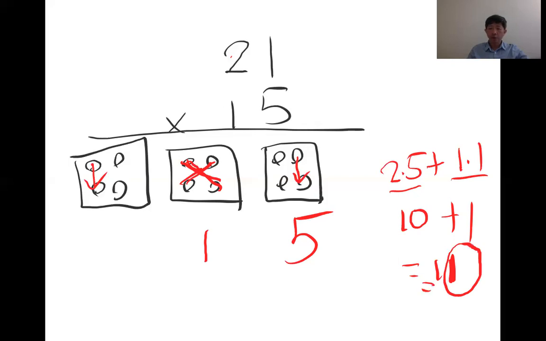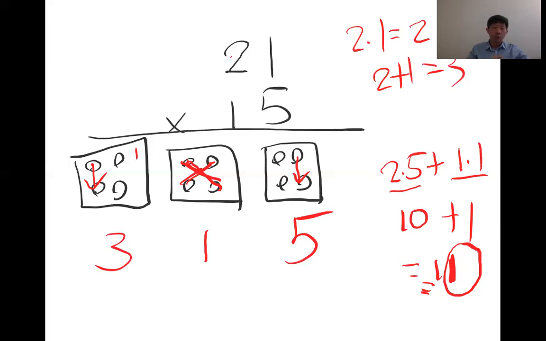And now what about the 10? Remember 1 there. So 11. And then next, we go to the next place value. Now we have 2 times 1, which is equal to 2. Now take the 2 plus the remembered 1, which equals 3. So therefore we got 315.